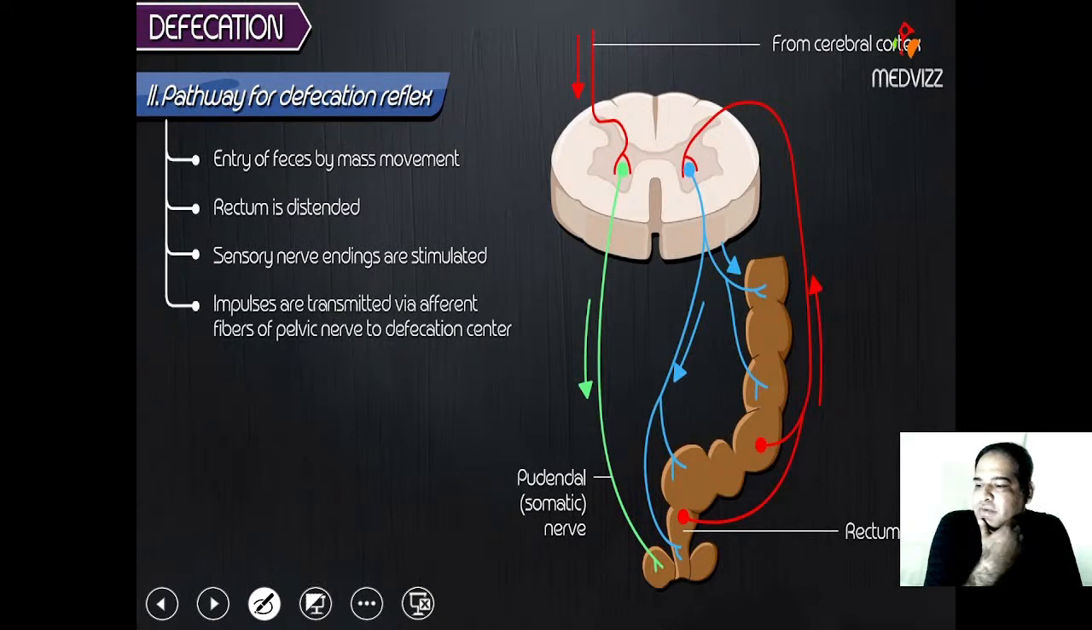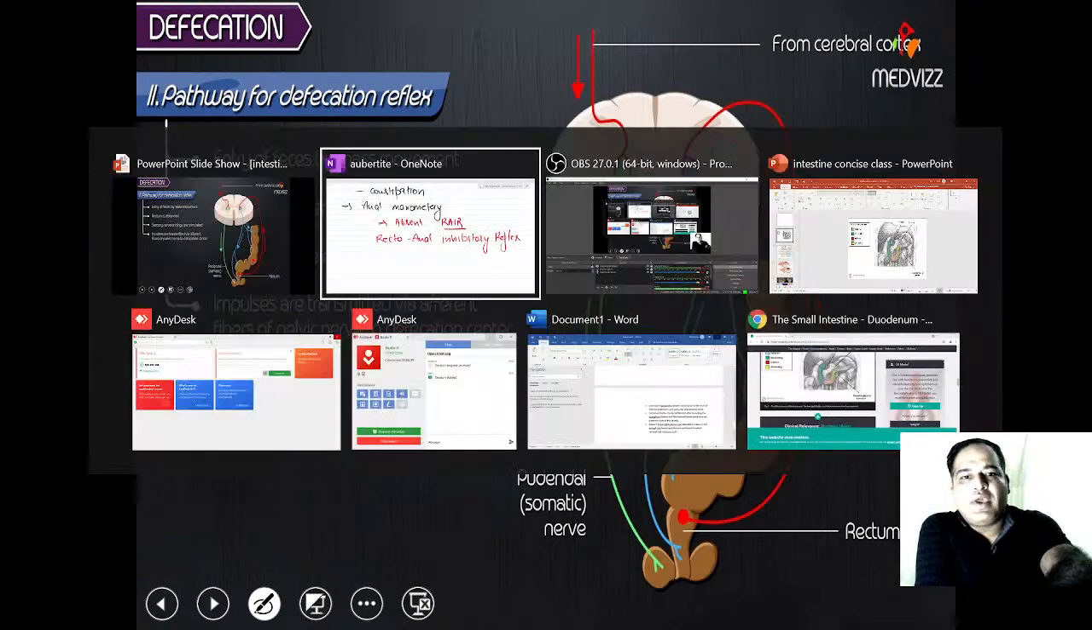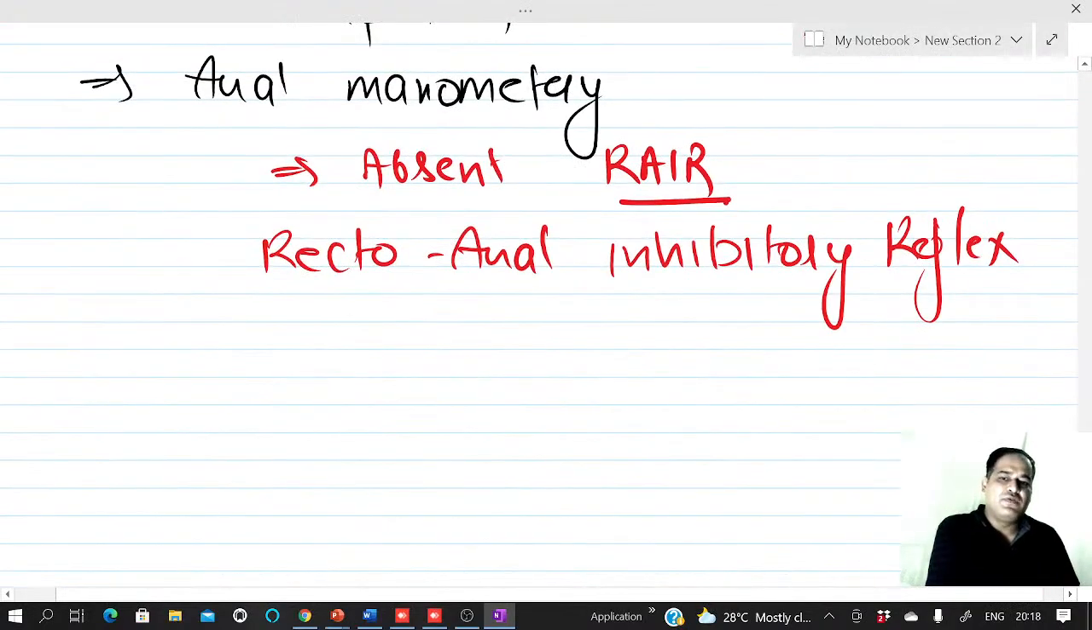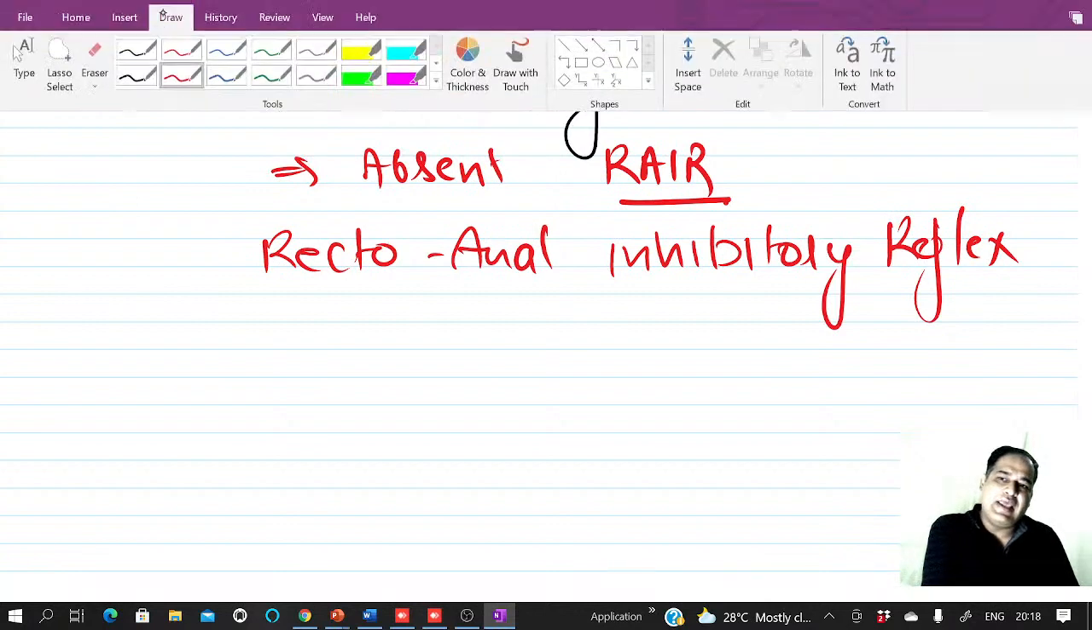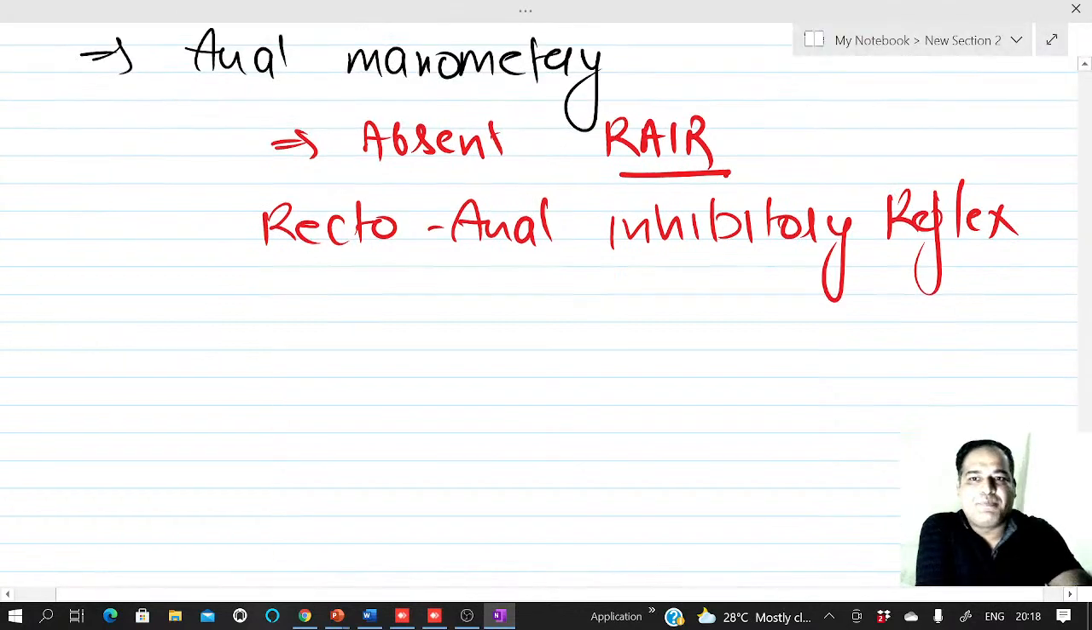Many times we must have noticed that we are able to pass our flatus voluntarily, even though our rectum is full of fecal matter. We are able to selectively pass the flatus, and we are able to withhold the fecal matter. That is because of coordinated contraction of the internal sphincter. So this is the rectoanal inhibitory reflex. Now this is characteristically absent.